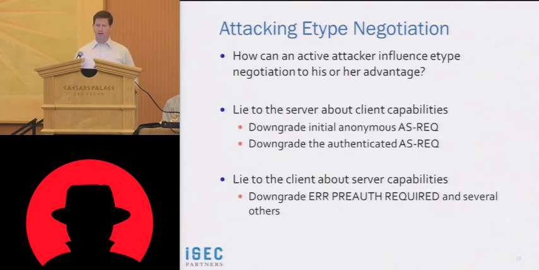Or you can intercept the server response back to the client, that pre-auth required message, and you can downgrade and lie to the client about what the server supports. In both cases, the end result is the same. The encrypted timestamp, that authenticator, which is derived directly from the user's password, is going to be using a cryptographic method that's not exactly the most secure thing in the world.